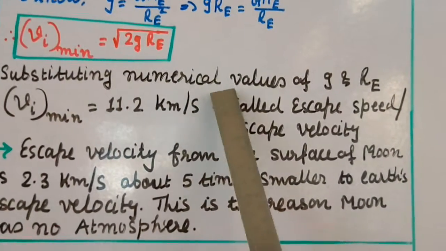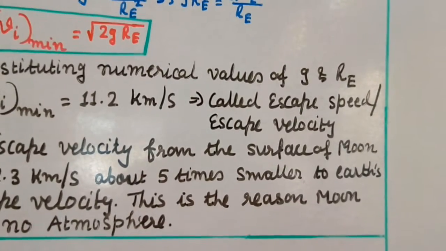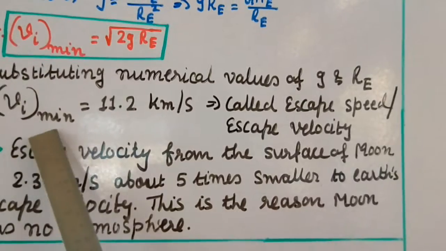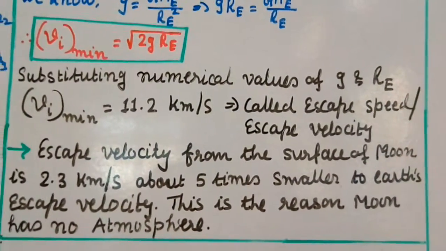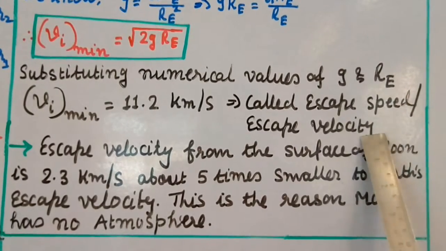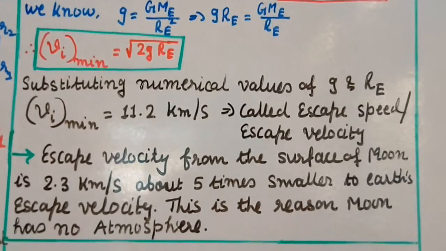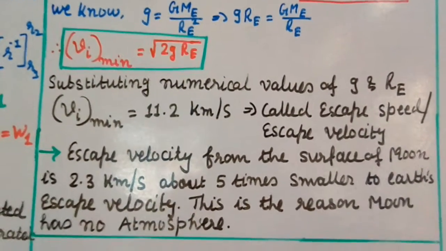Substituting numerical values of g and Re. Now if we substitute the numerical values of g and Re, we know the values, then you get vi minimum as 11.2 km per second. So that is the escape speed or escape velocity. This is called your escape speed or escape velocity. Its value is 11.2 km per second, after putting the values of g and Re.